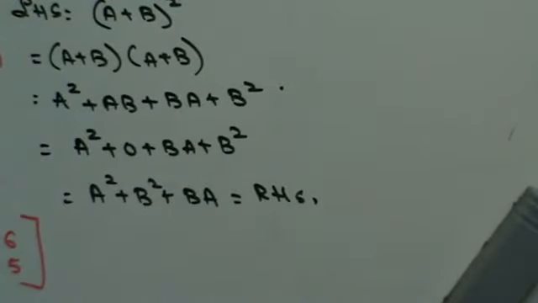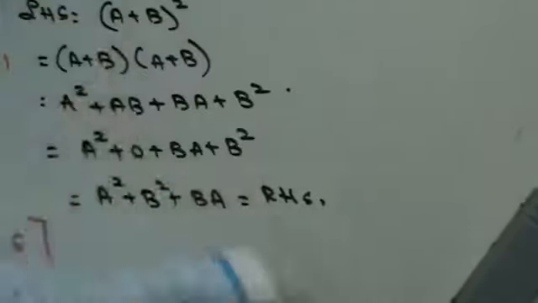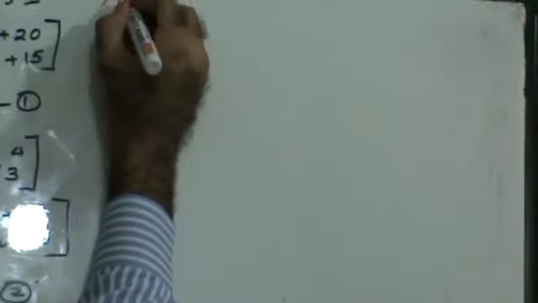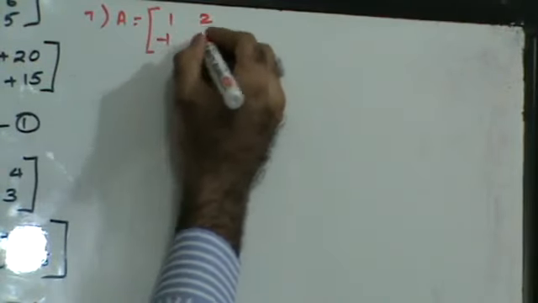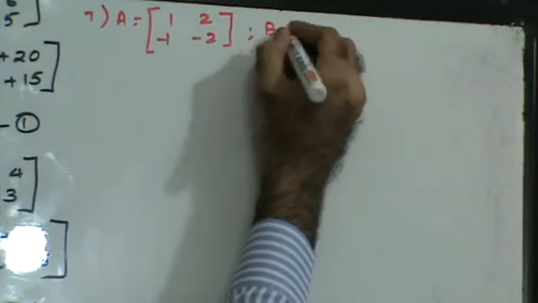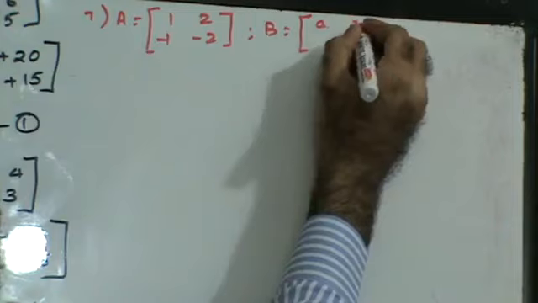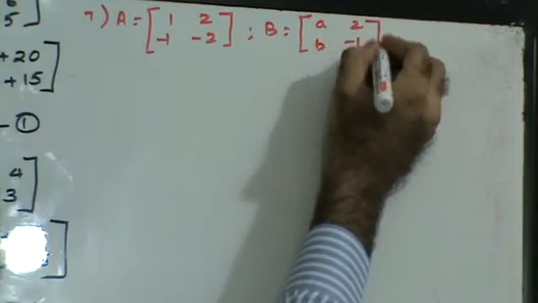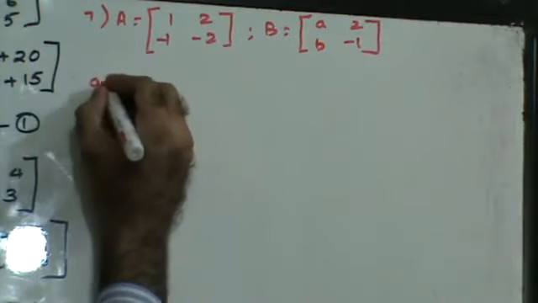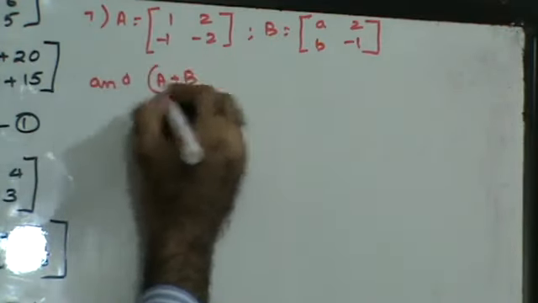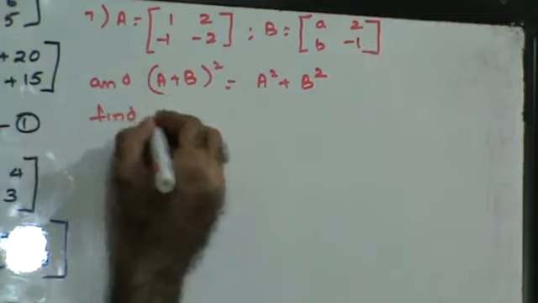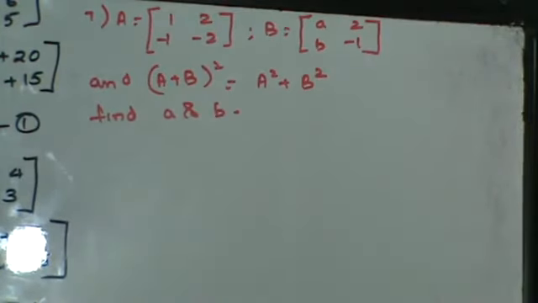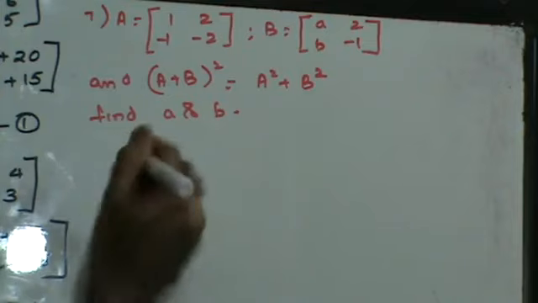Next, let's see another sum, guys. A is equal to the matrix [1, 2; minus 1, minus 2], and B is equal to the matrix [a, 2; b, minus 1]. They've given me that (A plus B) the whole square is equal to A square plus B square. You have to find out a and b. Let's see this. How do we do this?